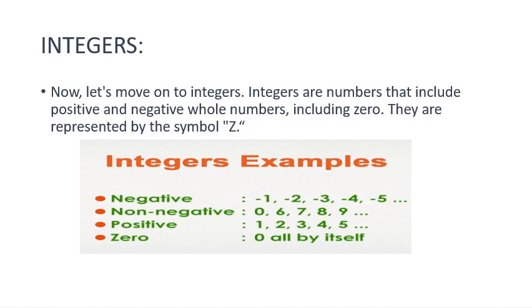They are represented by the symbol Z. We use the symbol Z for integers. For whole numbers we use W. For the natural numbers we use N, and for the integers we use the symbol Z. You can see in the examples, negative numbers: -1, -2, -3 and so on. Then non-negative numbers, 0, 6, 7, 8, 9, you can take any example. These are just a few numbers I have written over here. Positive numbers, 1, 2, 3, 4, 5, and then 0, all by itself. It does not have any sign.